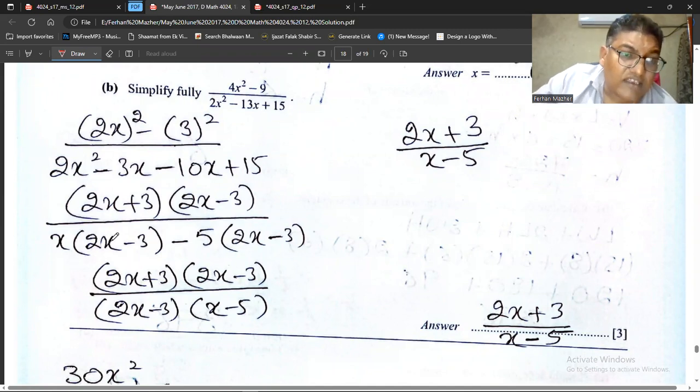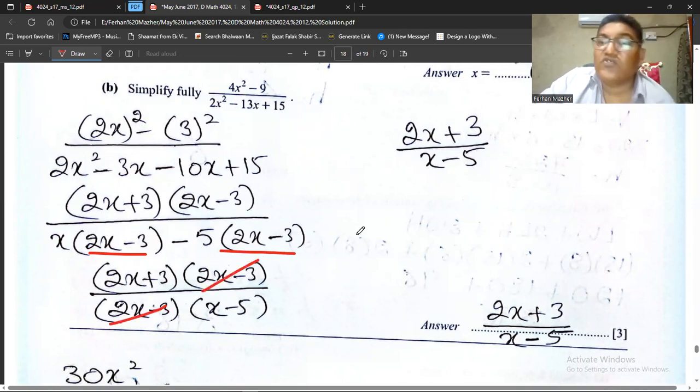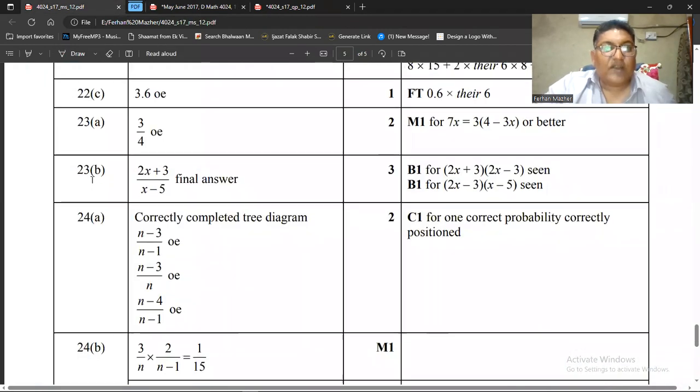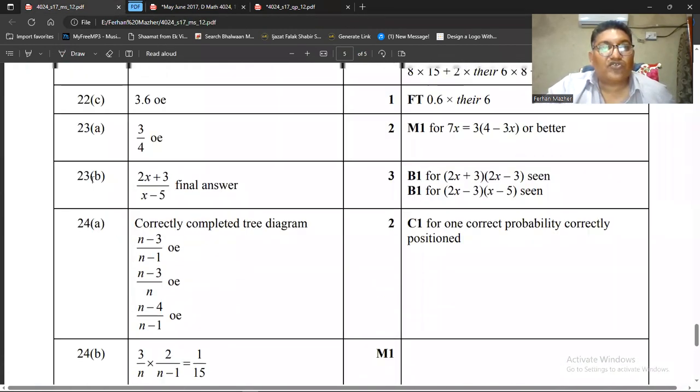Now, this numerator will come as it is. From this and this, 2x minus 3 is common. So here you have minus 3. These two are the same, so they will be cancelled. So you are left with 2x plus 3 divided by x minus 5. Very simple, straightforward. And this is 2x plus 3 divided by x minus 5.